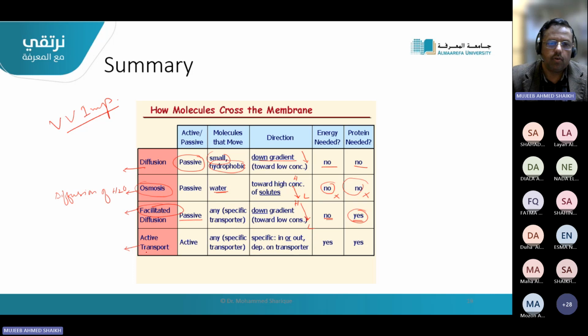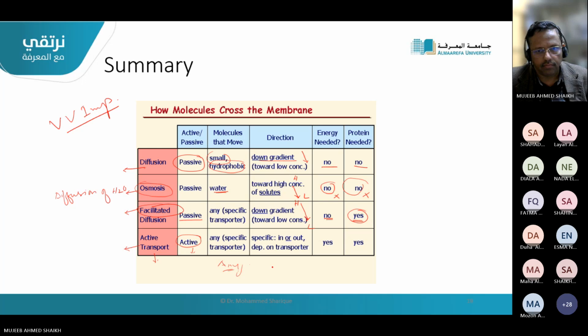Now coming to active transport. This is an active process. Molecules that can be moved: which type of molecule? Any type of molecule can be moved. What is the direction? High to low or what? From low to high, or from inside to outside.